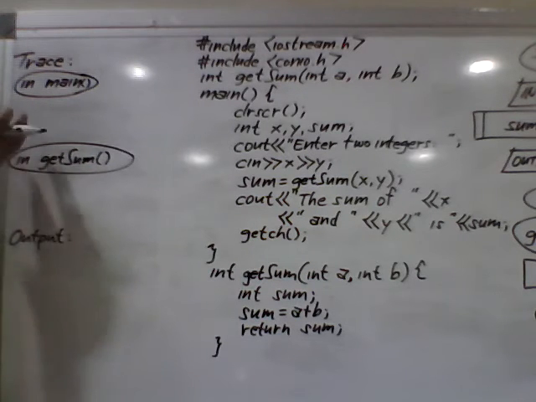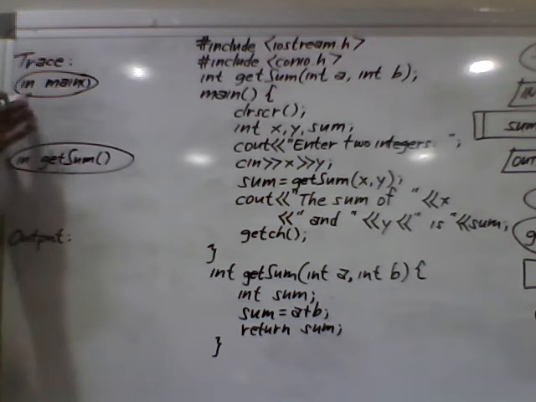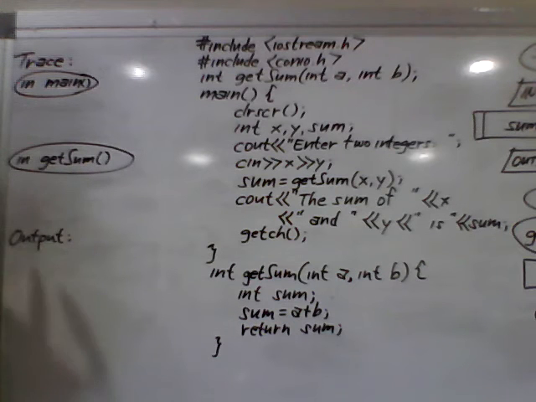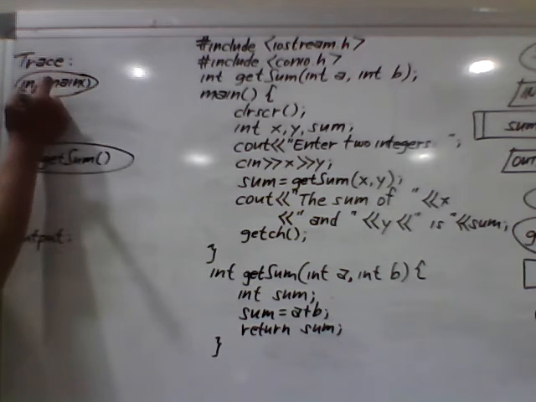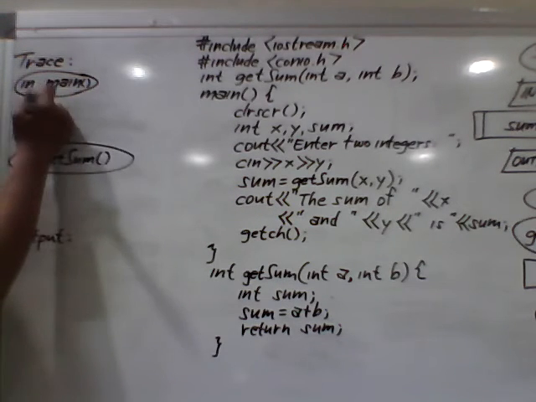Because I will have variables that are only local to main and variables that will only be local to the getSum function. So we're executing main. We have x and y. X, no value yet. Y, no value. Also the variable sum.